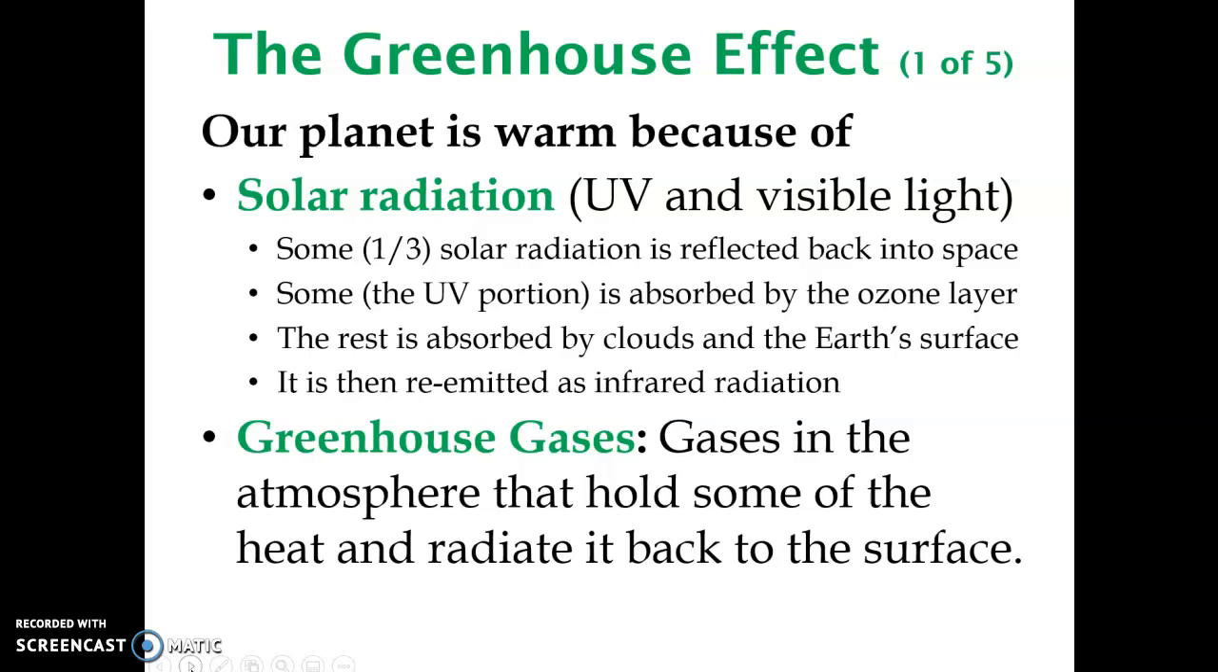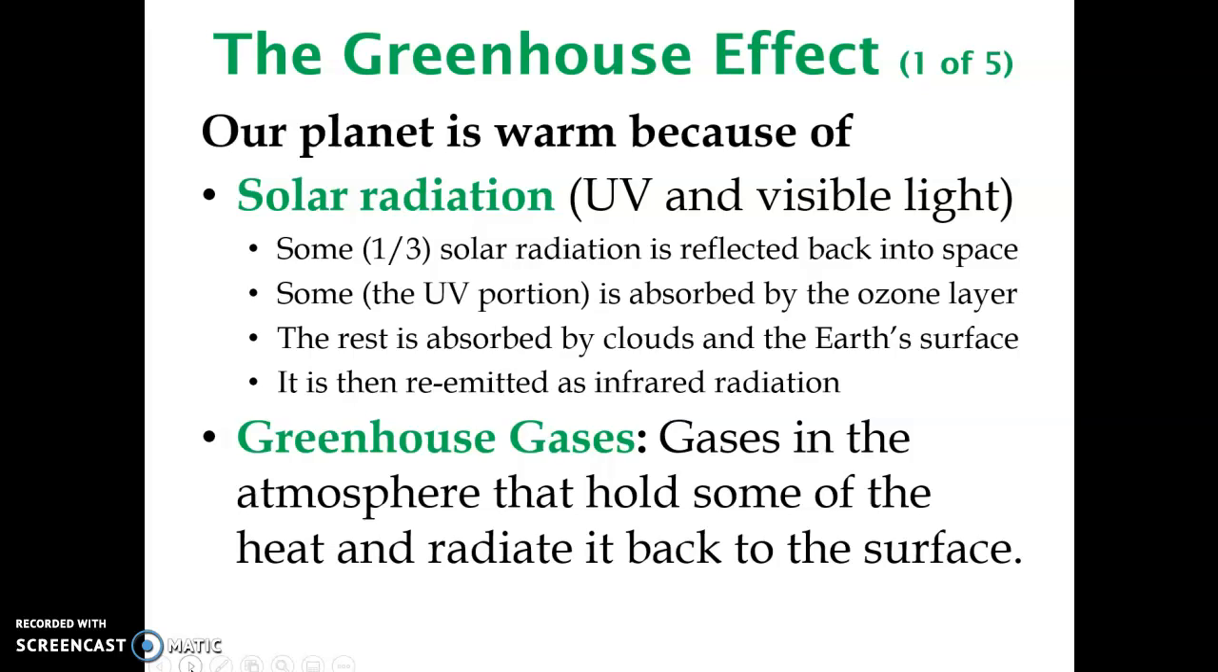So as you can see, we'll have 5 slides on this. First, we'll have some information provided in writing, and then we'll look at a diagram. So our planet is naturally warm because of solar radiation. Solar radiation means energy coming from the sun, and it's made up of ultraviolet and visible light.